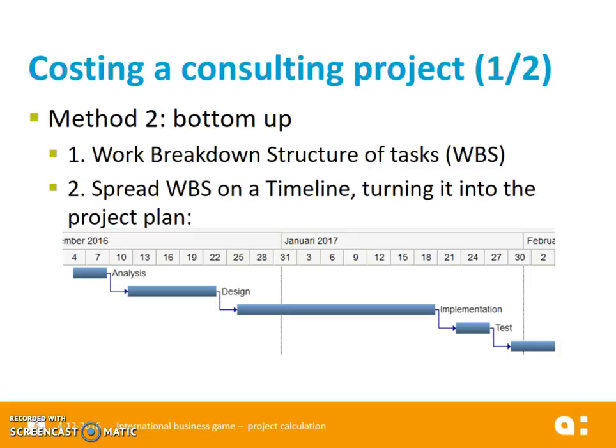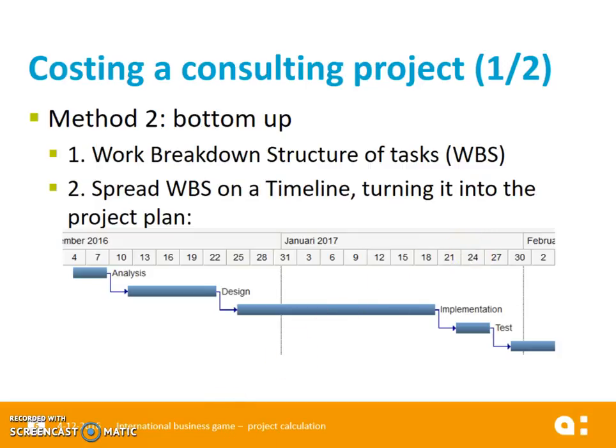But there is another way of doing this, a more exact way, doing it bottom-up. In the bottom-up approach, you try to list all the activities which need to be done, and you come up with what is called a work breakdown structure, WBS. So that's just a list of activities, and this list of activities is then typically placed on a timeline, resulting in what is called a Gantt chart. And you see here below an example of such a Gantt chart, with the time axis on the top.